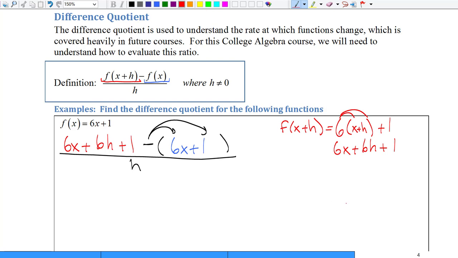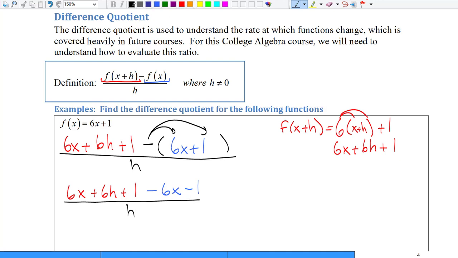And then all of that's over h. So we have 6x plus 6h plus 1 in red. In blue, I'm going to distribute my negative, so that's going to be minus 6x minus 1. Again, this is all over h. Okay, so that's quite long, and the next couple problems are going to get even longer here.